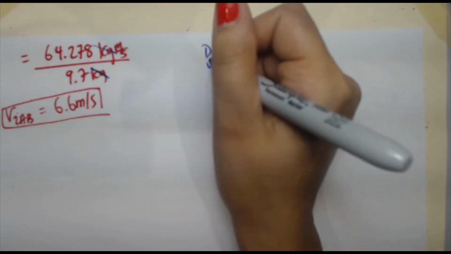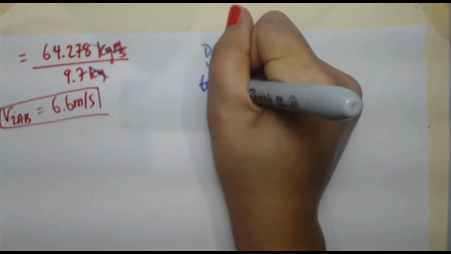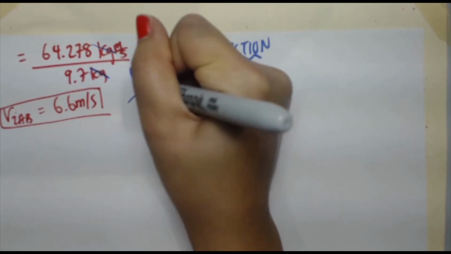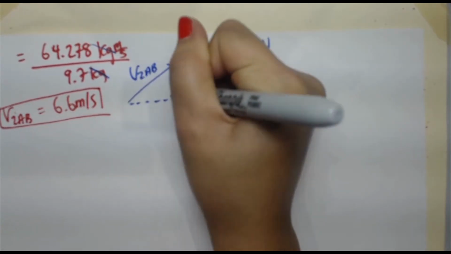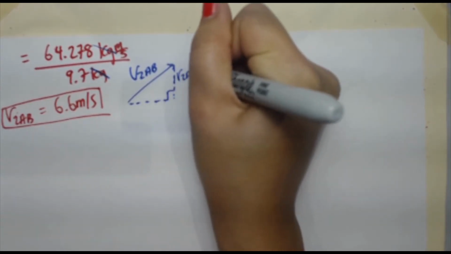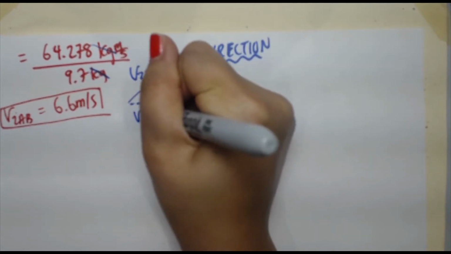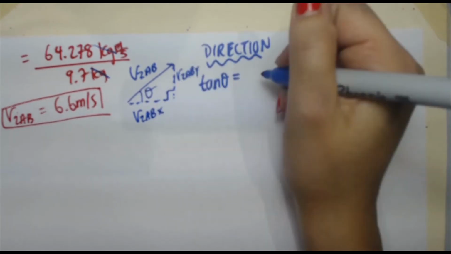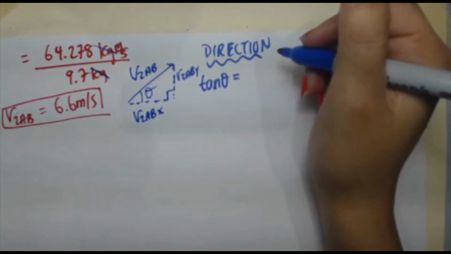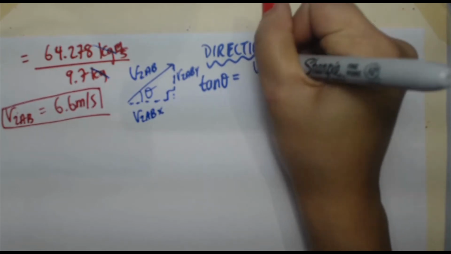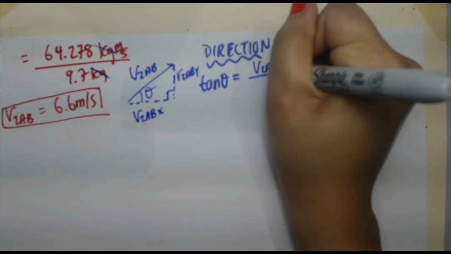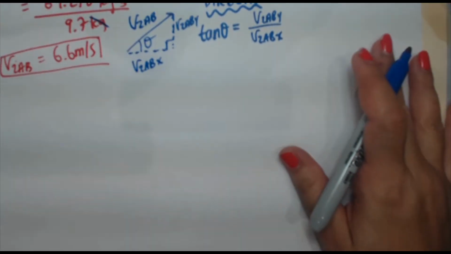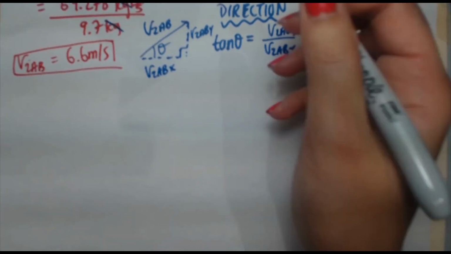So based on the triangle, tan theta, right? So let me just quickly sketch that here again. We've got V2AB, V2ABY, V2ABX, right? So this is my theta. So tan theta, opposite over adjacent, and tan is always y over x, if you remember even like that. So V2ABY over V2ABX. Okay, now plug in your expressions, the ones we derived on the initial sheet.